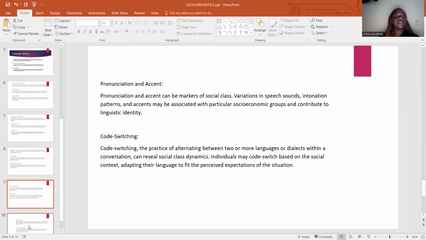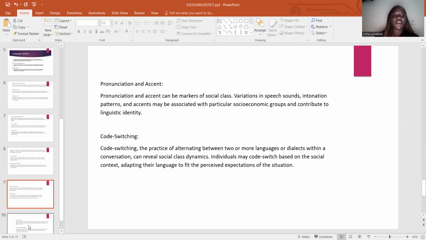Pronunciation and accent. Pronunciation and accent can be markers of social class. Variation in speech sounds, intonation patterns, and accent may be associated with particular socioeconomic groups and contribute to linguistic identity.